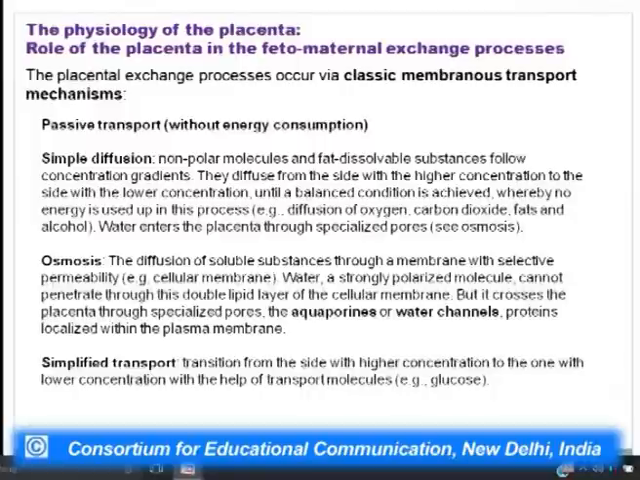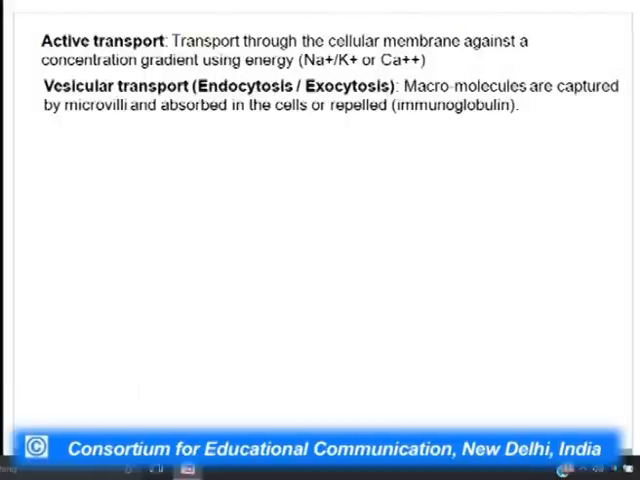So by passive diffusion, the simple diffusion, osmosis and simple transport, as well as they can be transported by an active mechanism where the utilization of energy takes place, which can take place against the concentration gradient, and there are pumps such as sodium potassium ATPase or calcium ions are required. Then there can be vesicular transport, the endocytosis or exocytosis across the placental membrane also.